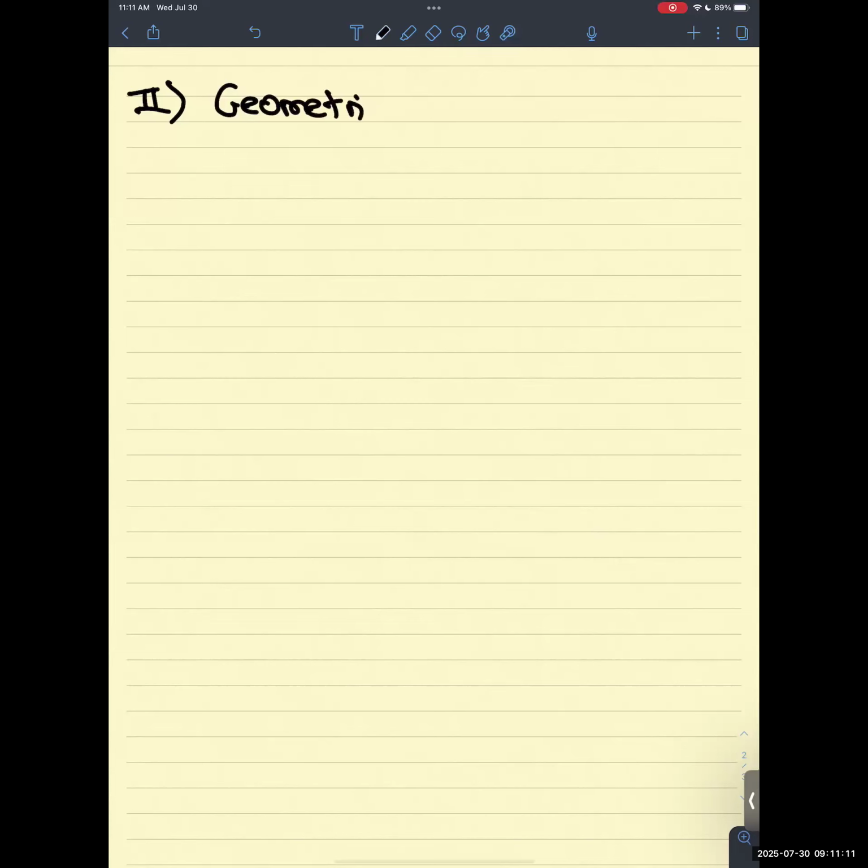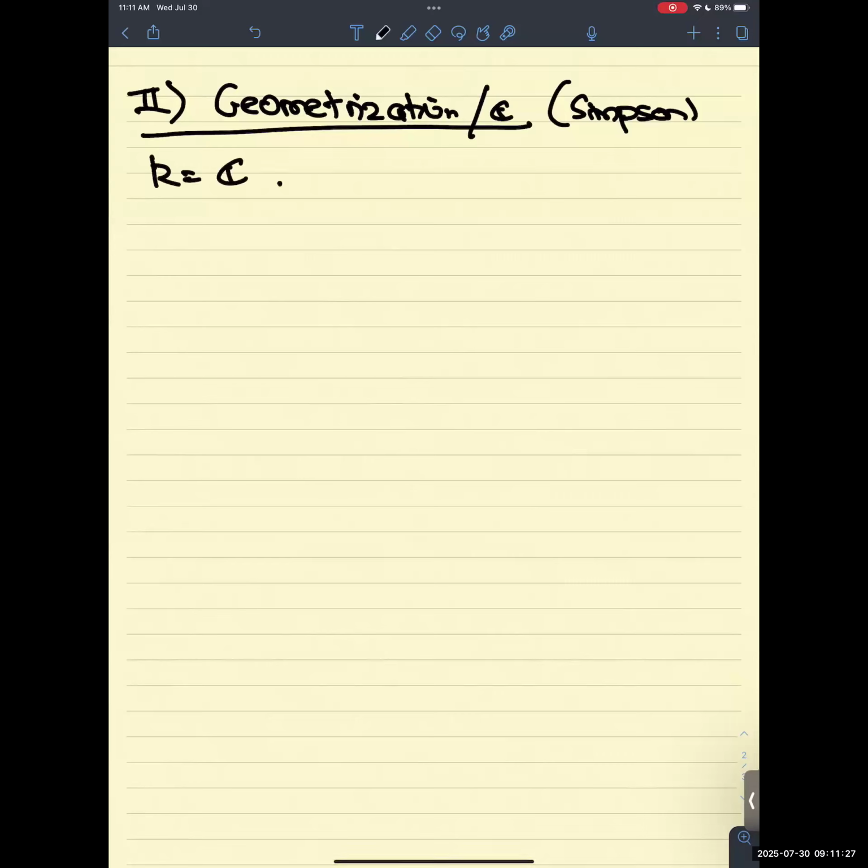So let me explain geometrization over the complex numbers, or over any field of characteristic zero, actually. This is following the work of Carlos Simpson, and it motivated what happened later p-adically. So let me say K is C, although it could be any field of characteristic zero. And X over K is a variety. It could be smooth, doesn't have to be.